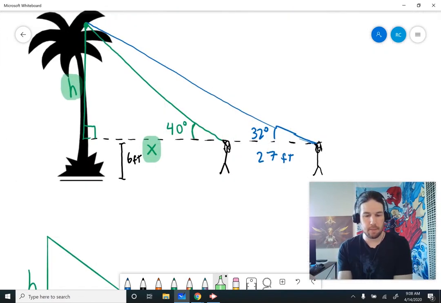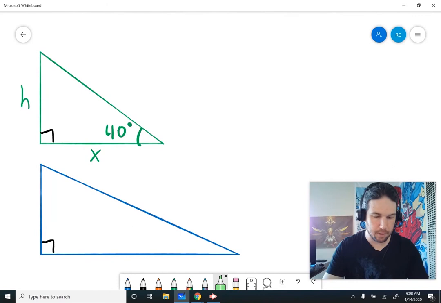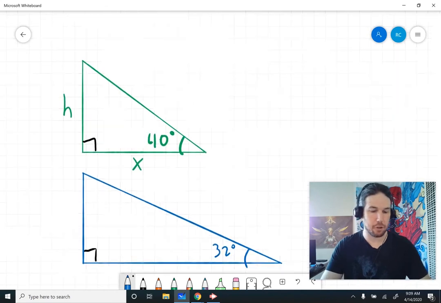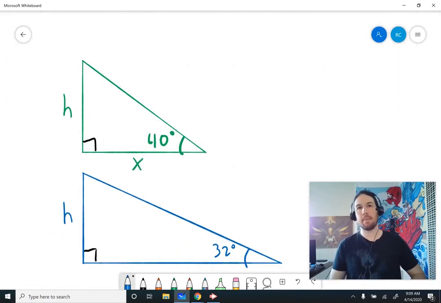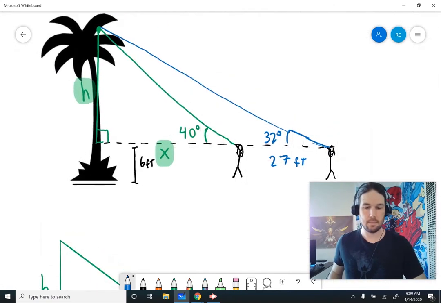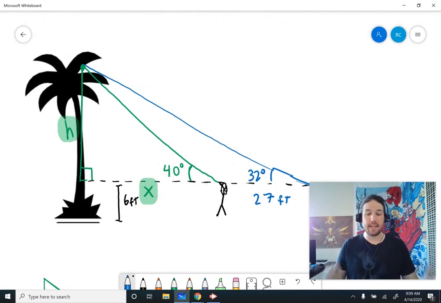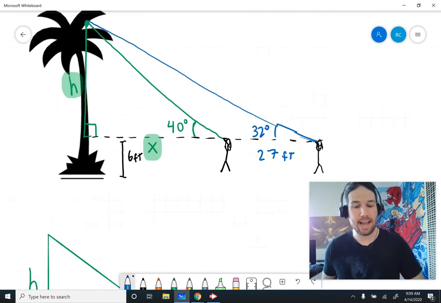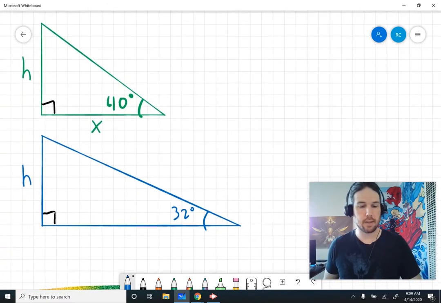Now, how about the blue one? Well, I see that the angle for the blue one is 32 degrees. And I see that the height of the blue one is still H. And that's going to end up being what saves us. The fact that both of these very different, non-similar right triangles have the same height is going to be what ends up saving us. Okay, so now I've taken my diagram where it was me taking measurements from two different spots, and I have changed it into two right triangles.